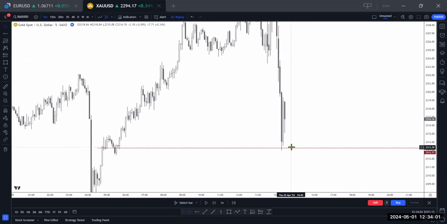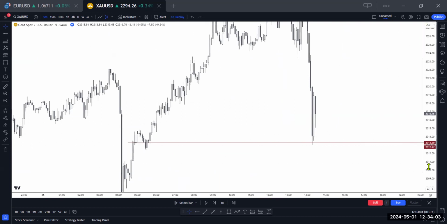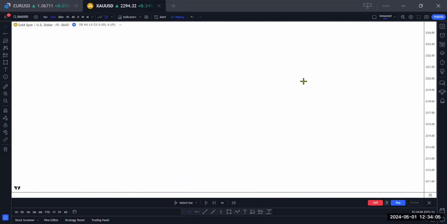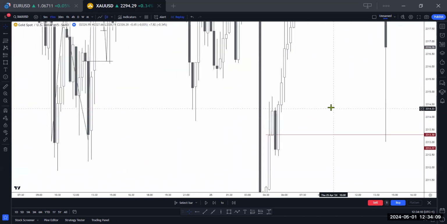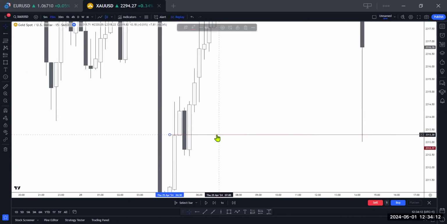I'm going to come to M5. But before M5, let's see if there's MTF. Now, guys, this level is from which time frame? M30, right? I need a very quick response, guys. This level is from M30.